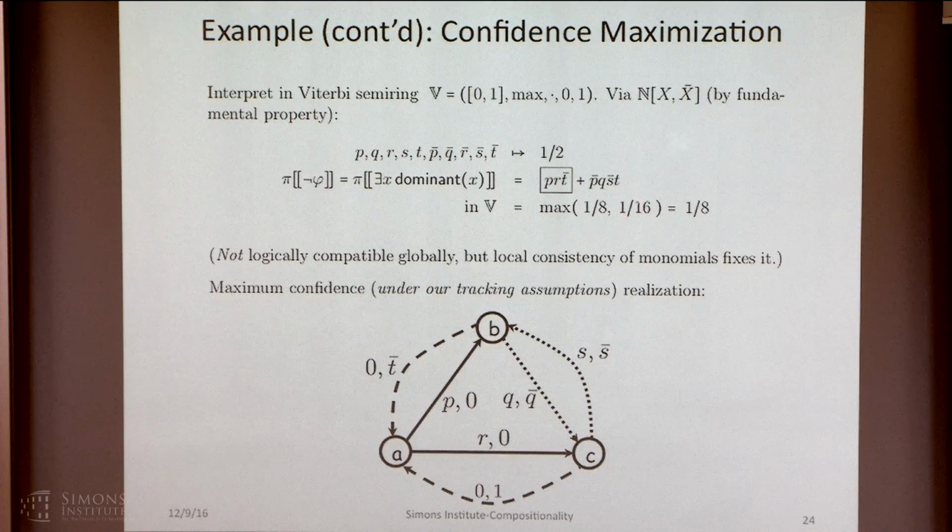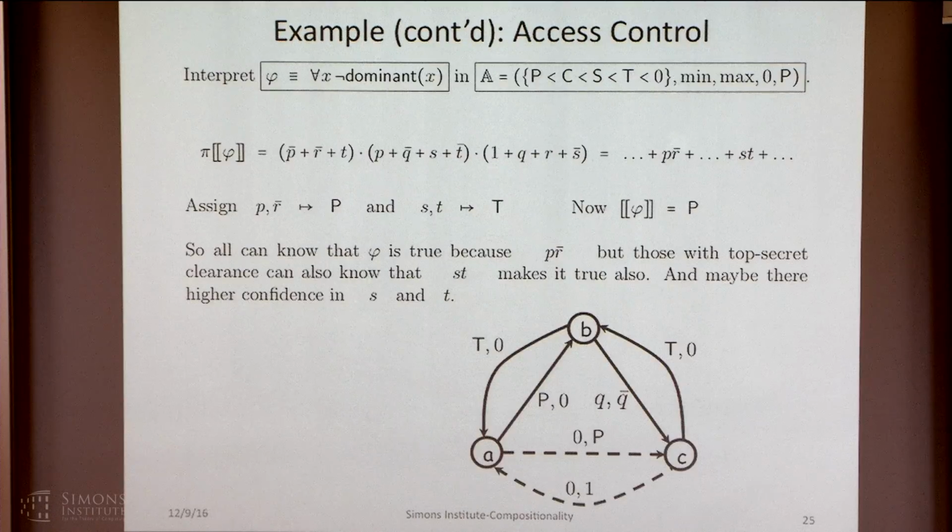What that means is that I can construct a model in which I can maximize the confidence, and here it is, the model. The big dashes mean that these edges cannot be present, are absent. The small dashes mean that it doesn't matter. So it's actually a whole family of models in which the confidence is maximized. So that's one of the things you can do with provenance analysis and interpretation in, say, the Viterbi semiring. Another example is access control. For this one, I actually took the phi, not the not phi.